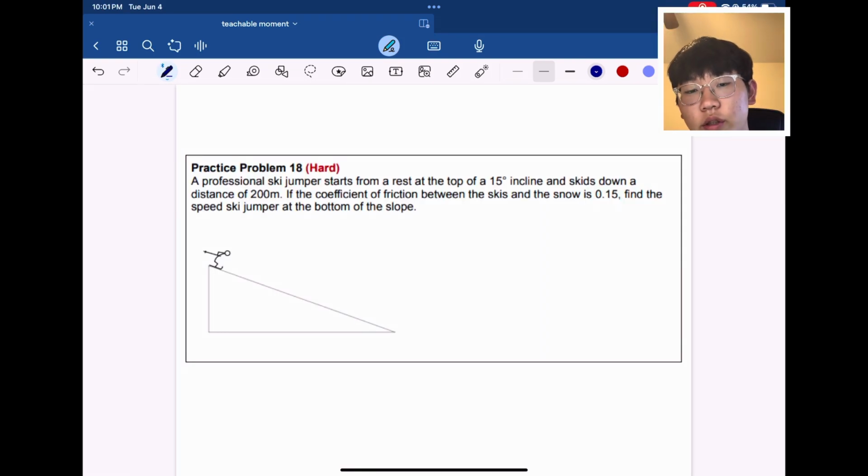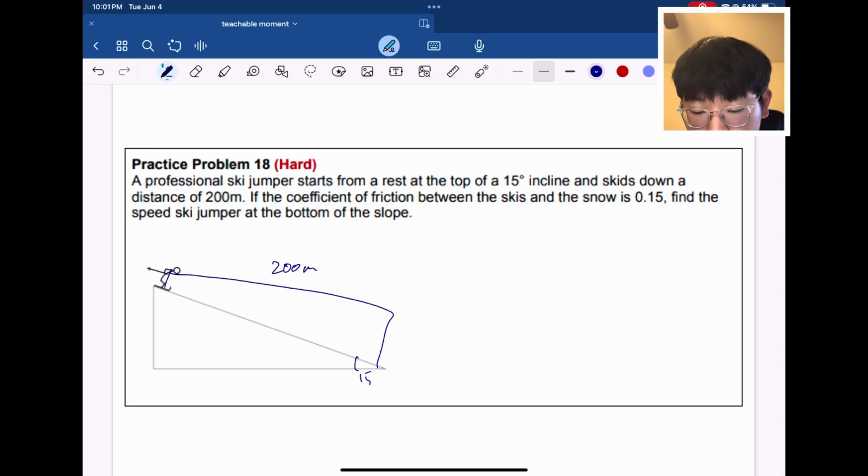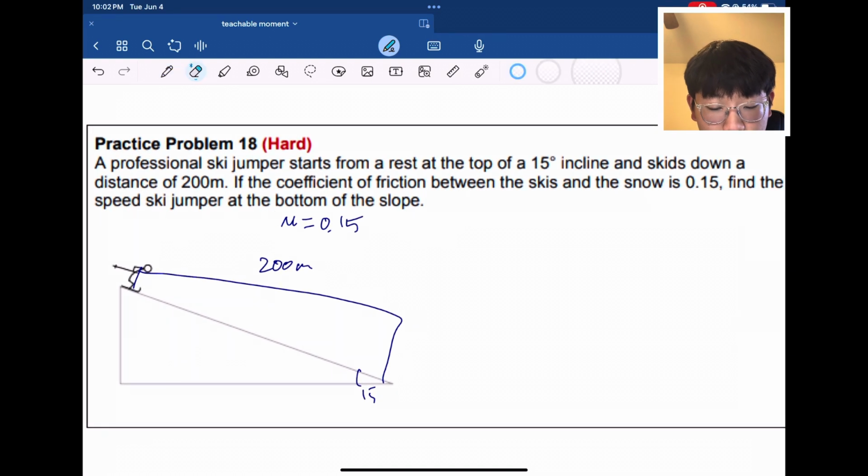Alright, this last question, I personally really like this question because you have to use multiple concepts, and it looks difficult, but it is actually very easy. It's just a bit time consuming. So there's a professional ski jumper who starts from rest at the top of a 15-degree incline and skis down a distance of 200 meters. The coefficient of friction between the skis and snow is 0.15, so mu is 0.15, and we have to find the final velocity of the ski jumper.